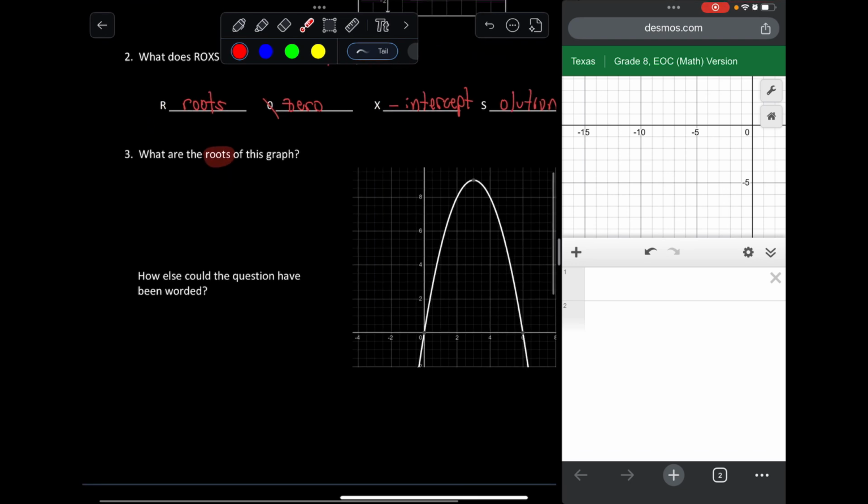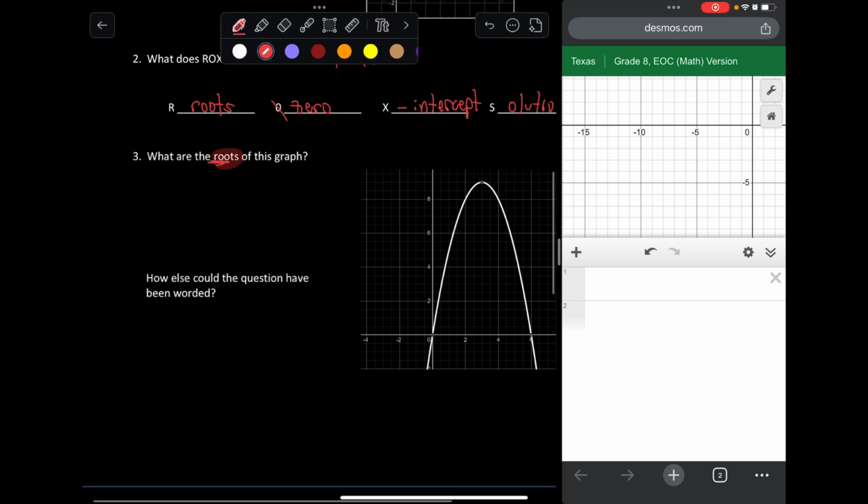So Diesel, go ahead and look at my graph right here. When does it cross the x-axis? At 0. It crosses one time at 0, and does it cross again? Yeah, at 6. So my roots for this graph are x is equal to 0 and x is equal to 6.